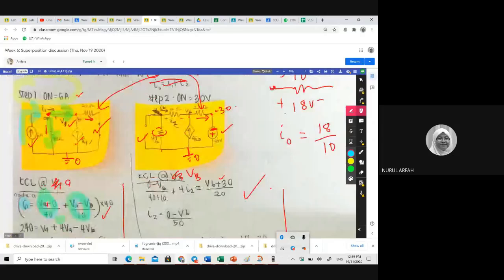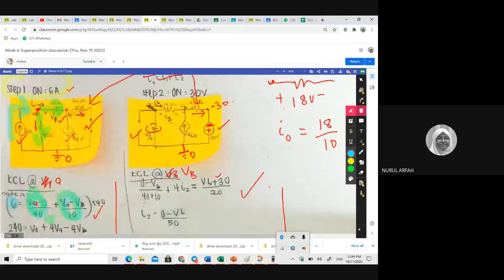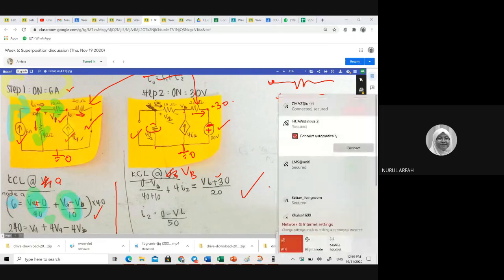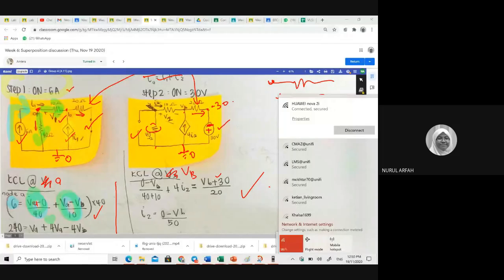Okay. Still delayed? If it's still delayed, maybe I shall change my internet. See, mobile hotspot. Wait a moment. Alright. Is it okay now? Brothers and sisters? Okay. Okay, alhamdulillah.